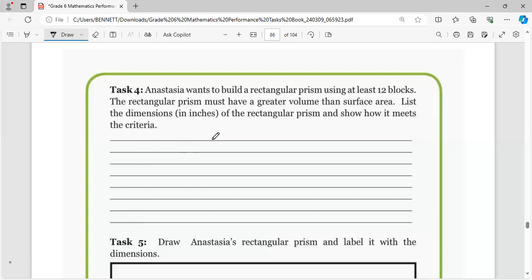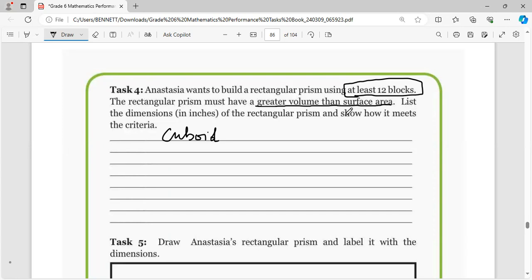So guys, they want you to have a cuboid, and this is the condition. The rectangular prism must be at least 12 blocks, so it can be more. That's what at least means. We discussed that so many times, right? It must have a greater volume than surface area. So you guys work your magic and send me. The total surface area must be greater than the volume. No, it must have a greater volume. The volume must be the greater one. And it must be at least 12. Don't choose any small number.